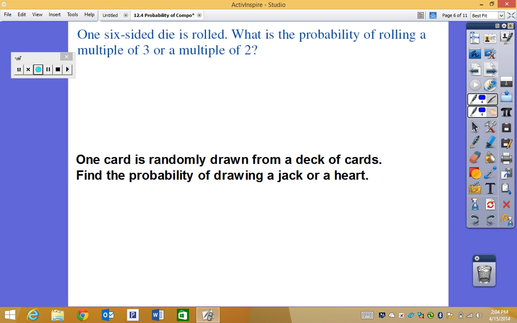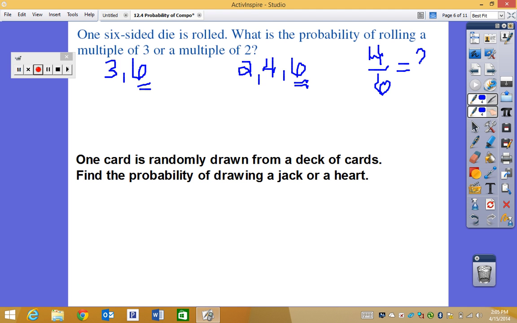In the next example, we have one 6-sided die that is rolled. What is the probability of rolling a multiple of 3? That would be a 3 and a 6. Or a multiple of 2. That would be a 2, a 4, and a 6. Well, we can see that they have a 6 in common. So if we only counted that 6 once, we'd have a 3, a 6, a 2, and a 4. That gives us 4 out of 6, or 2/3, which is 0.6 repeating, or 66 2/3%.